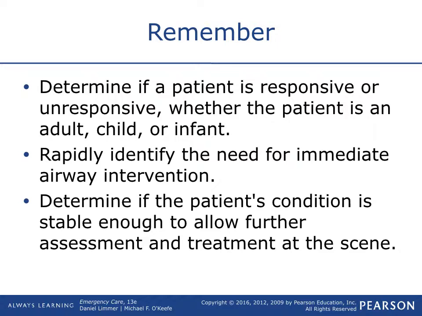Determine if a patient is responsive or unresponsive, whether the patient is an adult, child, or infant. You don't know that right away. Rapidly identify the need for immediate airway intervention. So if you're doing your assessment and they're not breathing, or you also see they need assistance, you got to say, okay, we got to get an intervention going on here with the airway. Their pulse ox has dropped and they're not getting good ventilation.